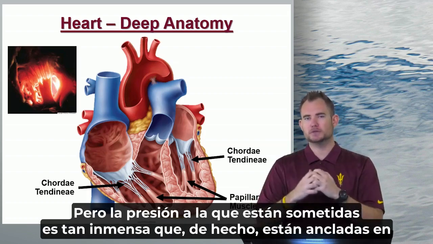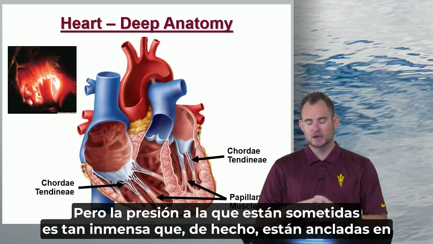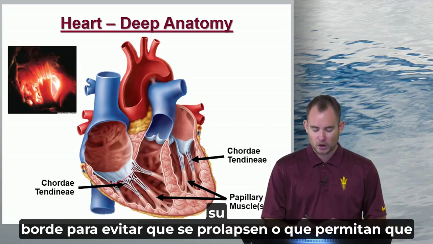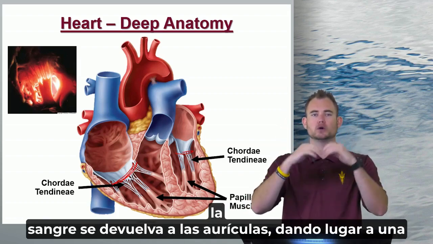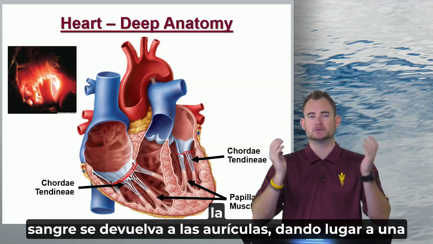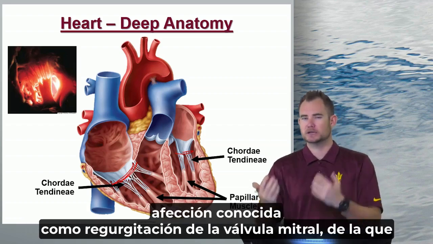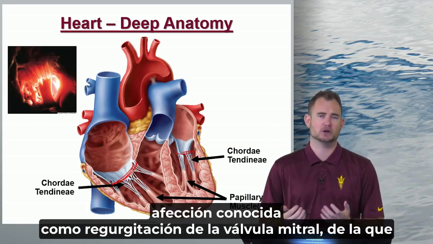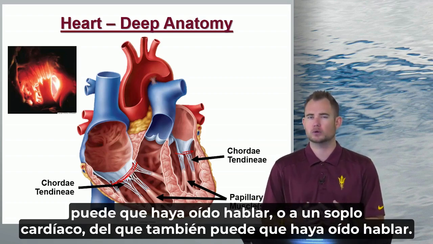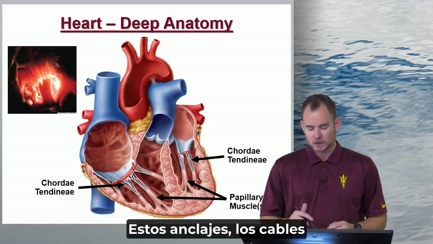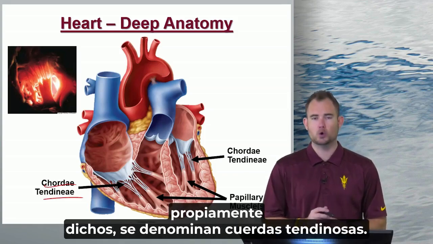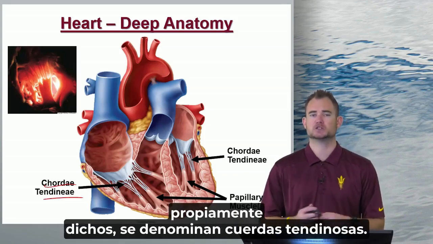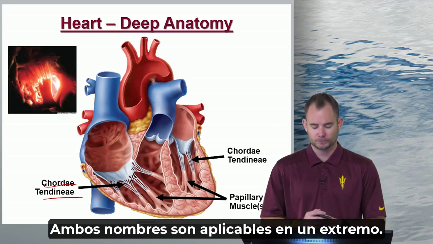But the pressure that they are under is so immense that they are actually anchored on their border to prevent them from prolapsing or allowing blood to blow back into the atria, either leading to a condition known as mitral valve regurgitation, which you might have heard, or heart murmur, which you also may have heard of. So these anchors, the cables themselves, are known as the chordae tendineae, or tendinous cords. Both names are applicable.